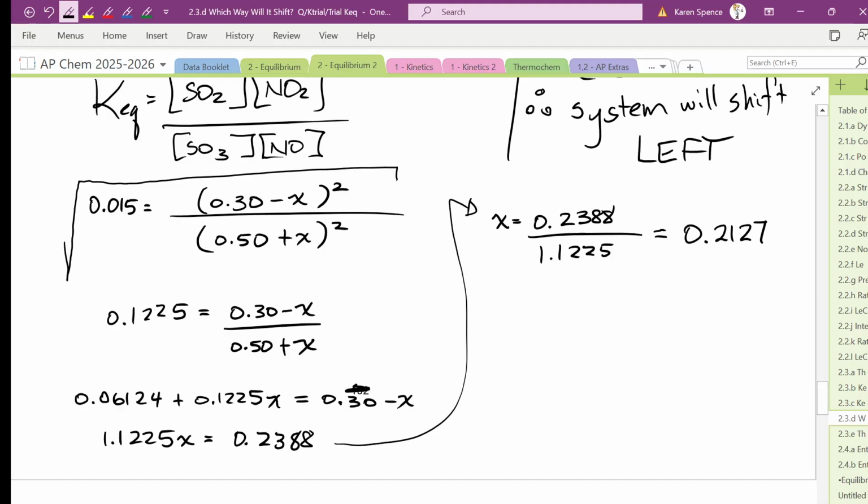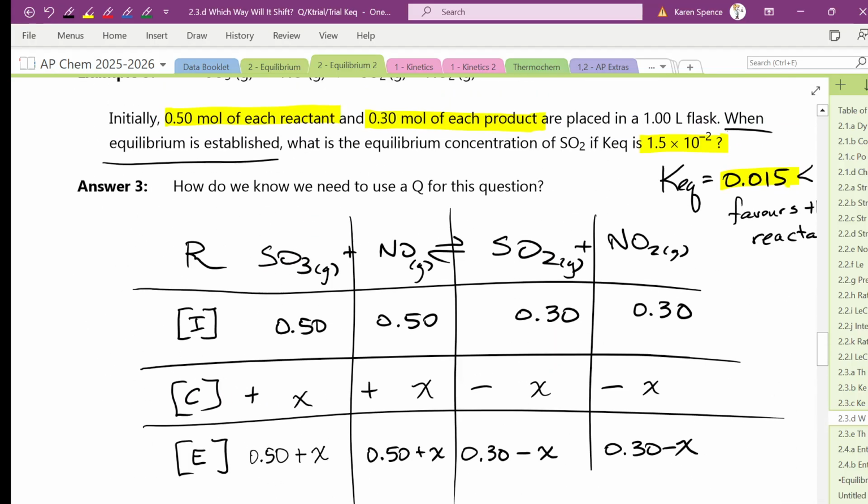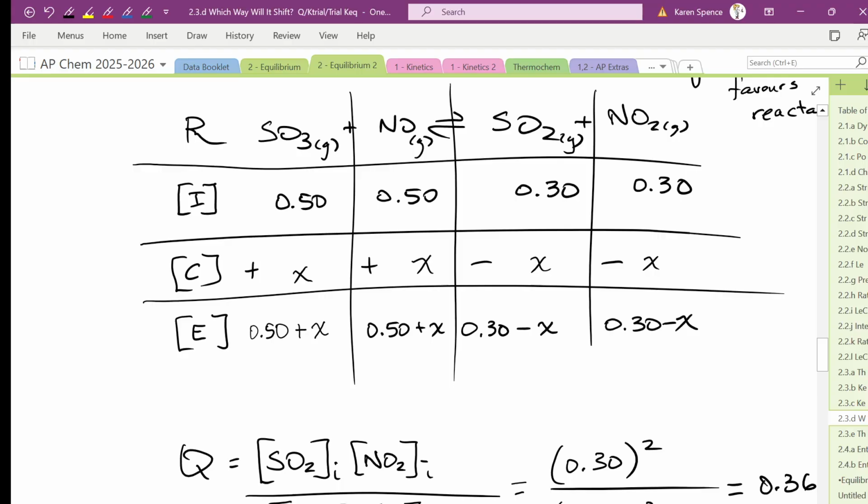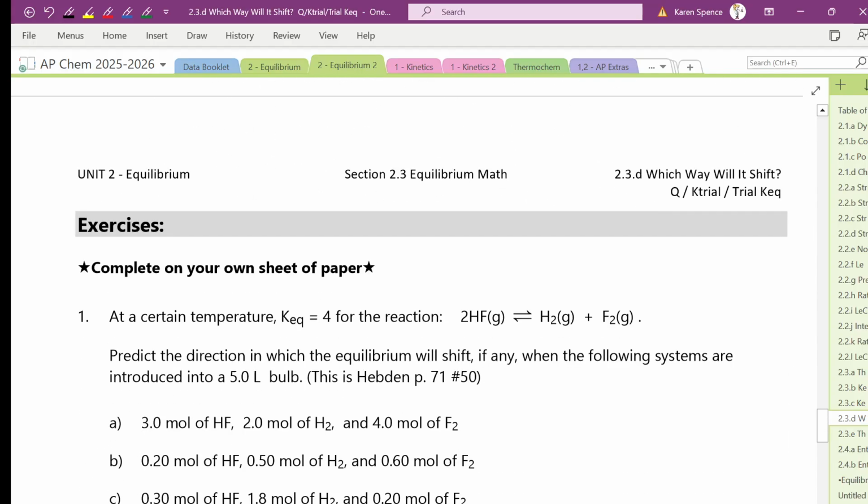Did you guys get the same answer as me? Okay, good. Is this the actual answer we want? No, because once again, I've just solved for x, and then I need to go back and ask, what was I actually being looked for? The equilibrium concentration of SO2, which is 0.30 minus x.